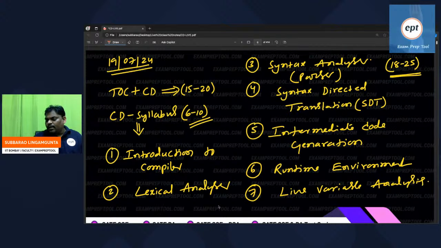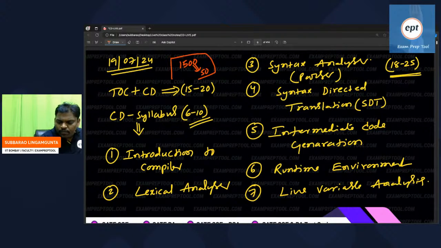If you start reading all 1500 pages, interesting thing is, the GATE exam may be over and you will still be in the middle of the book. So remember everyone, out of those 1500 pages, you need only 50 pages. I am going to discuss only those 50 pages.